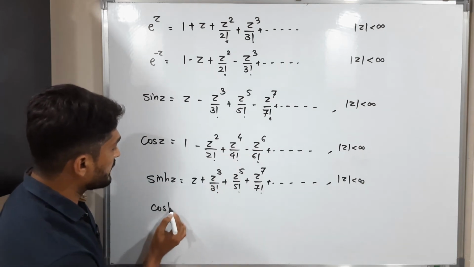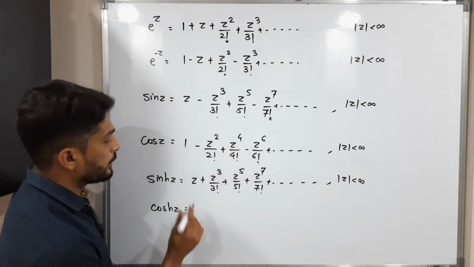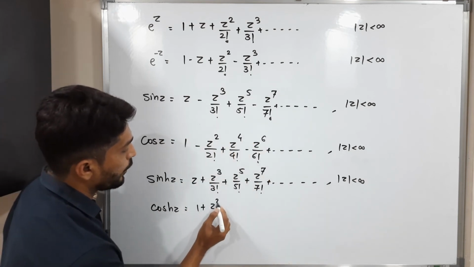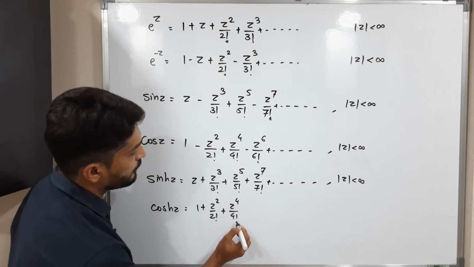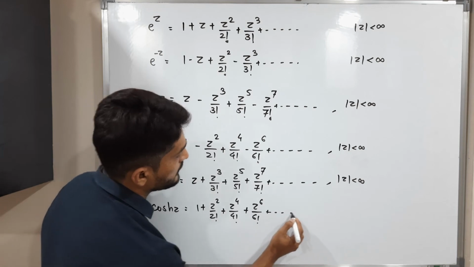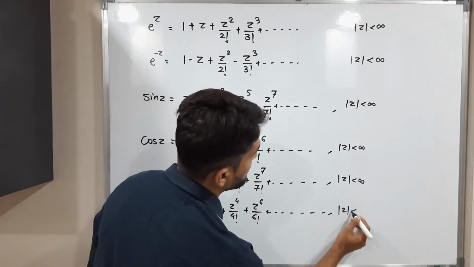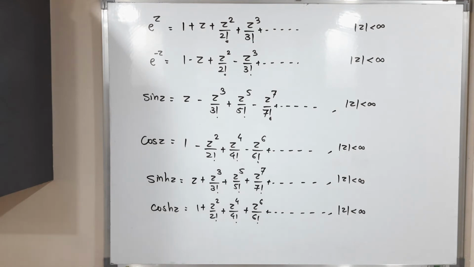You can easily guess the series of hyperbolic cos z. Obviously we are going to write the same series with all plus signs. Let me write it here: z raised to 4 by 4 factorial plus z raised to 6 by 6 factorial plus and so on, mod z less than infinity. There is no more space to write. Make a screenshot of it first, then we will go further.